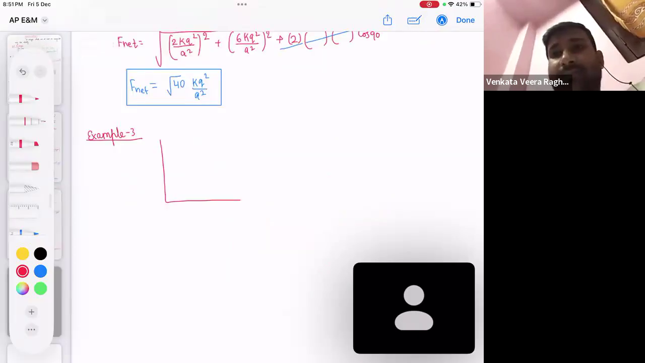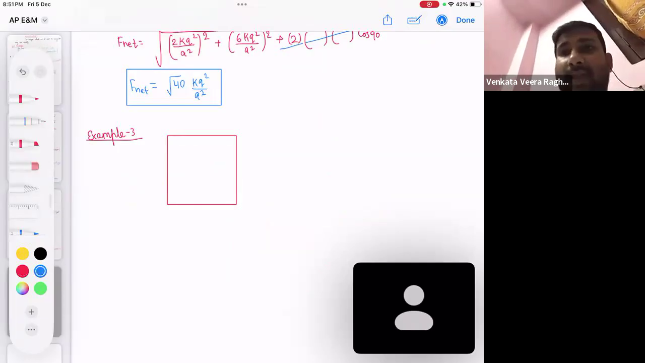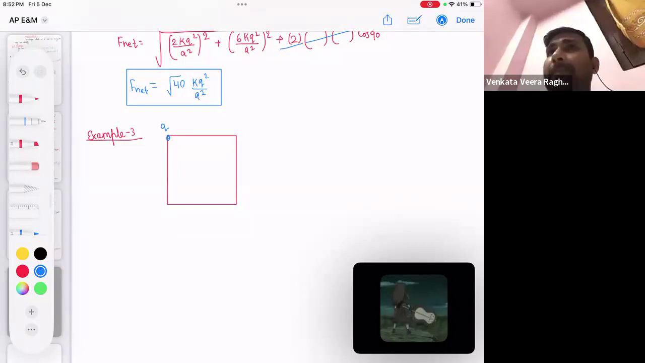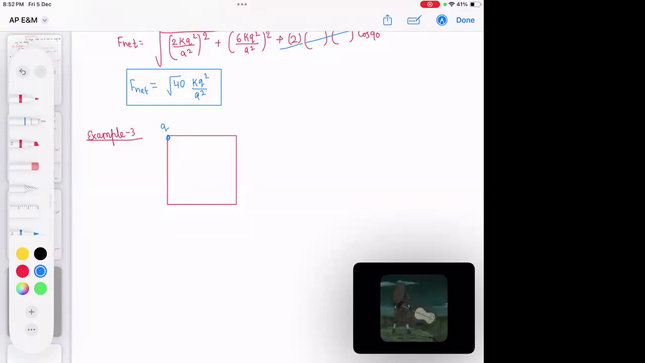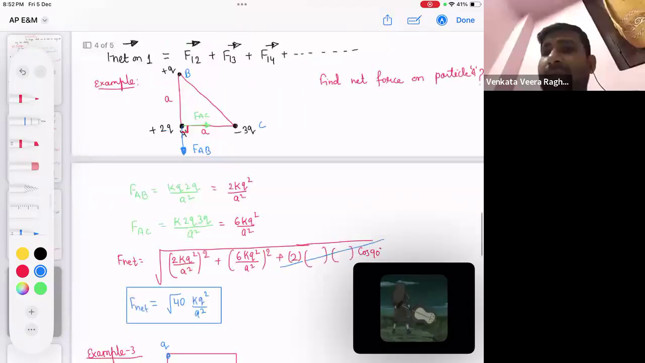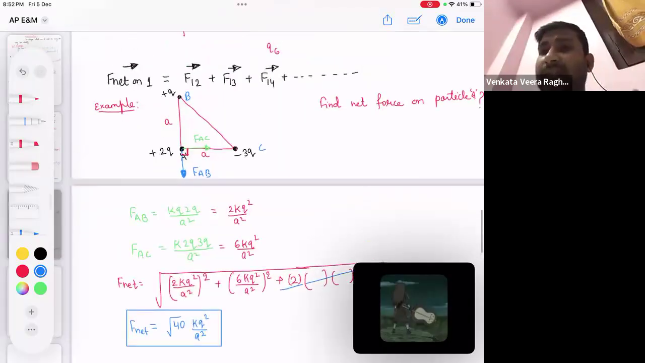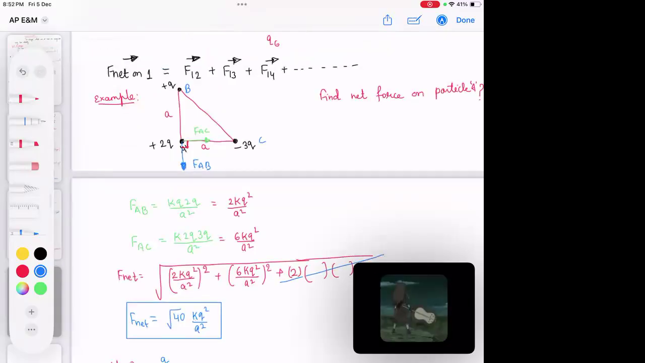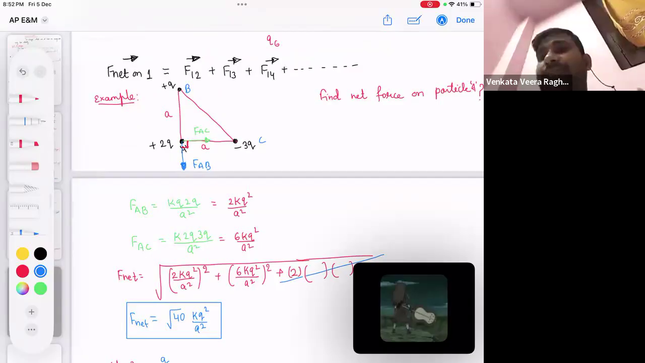In this question, what is given? A square is given, okay? Sir, you said that on the corners of the square, four charges are kept, and in superposition we add all the forces like F12 plus F13 plus F14. Yes. But here we are taking F net like square root, so we are adding only, no? Where we are adding, sir? We are taking square root, then adding after. We have to do FAB plus FAC, no?